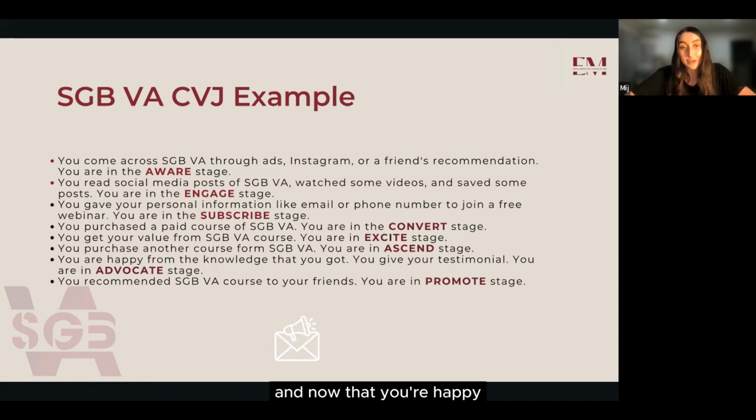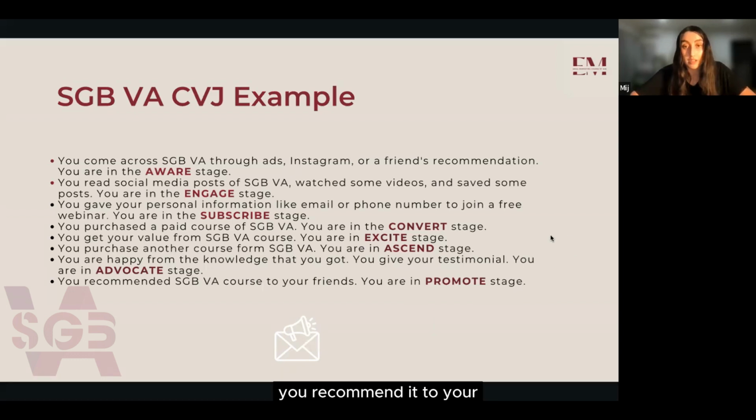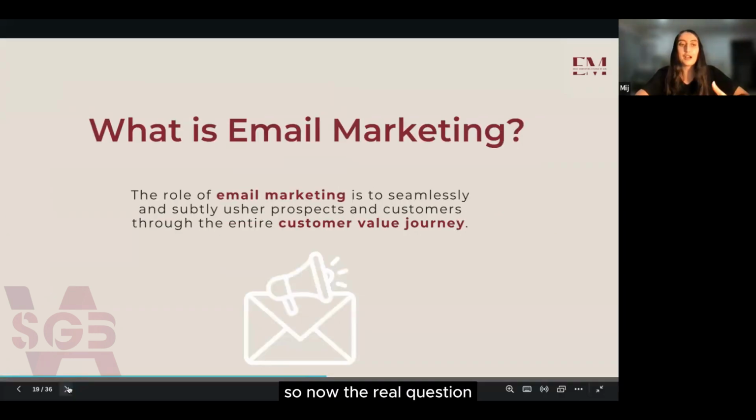And now that you're happy from the knowledge that you've got, from the skills that you've got, the value that SGBVA gave you, you are automatically in an advocate stage. It means you want to share about this course with your friends, you want to tell about it, you want to share a story. Yeah, you just want to be an advocate of this brand. And the last, we have the promote stage. That's when you recommend it to your friends, to your family, and you're becoming the promoter and helping this brand, basically.